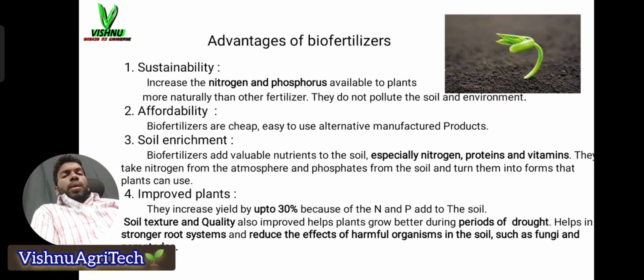Improved plants. They increase the yield. They increase yield by up to 30% because of the nitrogen and phosphorus added to the soil, and quality also improved. It helps plants grow better during periods of drought, helps in stronger root systems, and reduces the effects of harmful organisms in the soil such as fungi and nematodes.